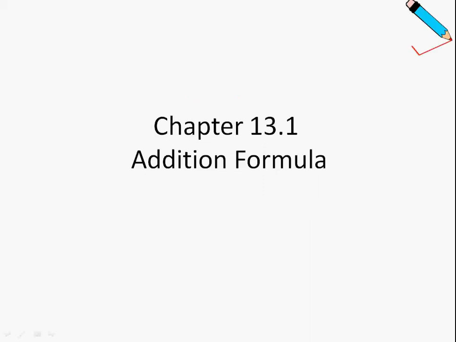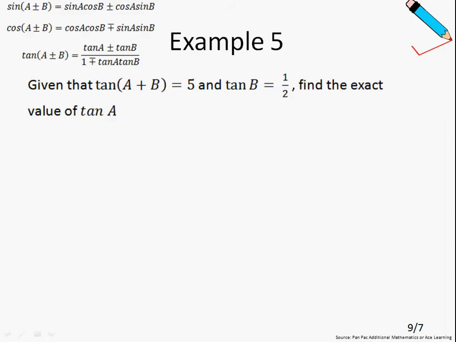In this video, we'll be looking at more examples from Chapter 13.1, specifically the use of the addition formula for trigo. Okay, so in example number 5, given that tangent A plus B equals 5 and tangent B equals half, find the exact value of tangent A. So how do we solve this? What we will first do is to apply the tangent addition formula.